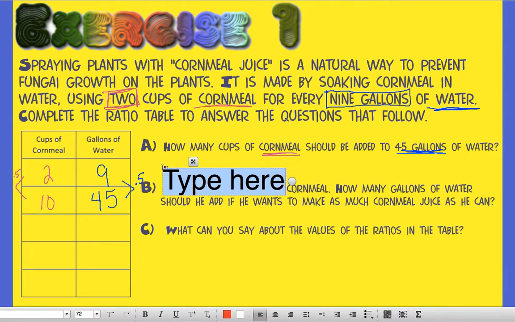Okay, so again, that's quite large. Bring that down a little. I would have to use 10 cups of cornmeal.